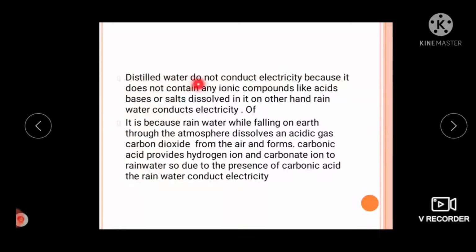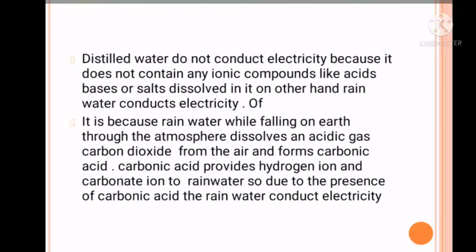Distilled water does not conduct electricity because it does not contain any ionic compounds like acids, bases or salts dissolved in it. On the other hand, rainwater conducts electricity. It is because rainwater, while falling on earth through the atmosphere, dissolves an acidic gas, carbon dioxide, from the air and forms carbonic acid. Carbonic acid provides hydrogen ion and carbonate ion to rainwater. So, due to the presence of carbonic acid, the rainwater conducts electricity.